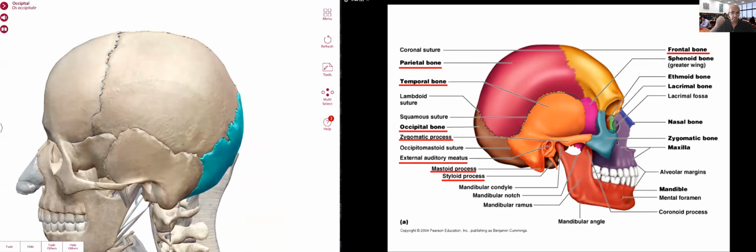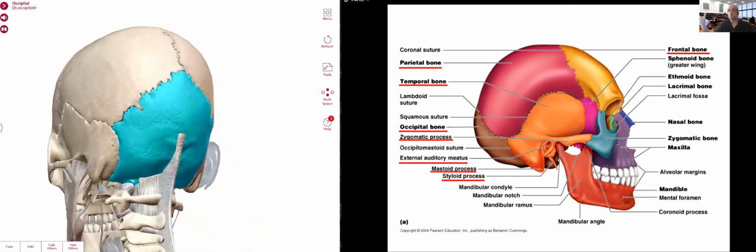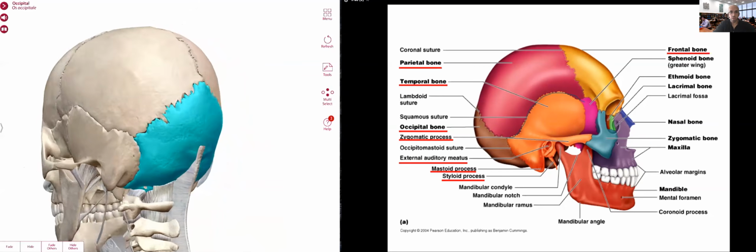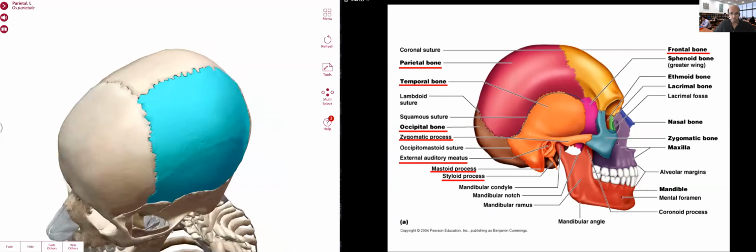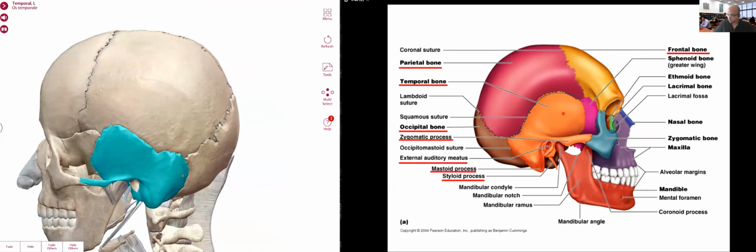The one in the posterior aspect of the head, the posterior aspect of the skull, is formed by what bone? The occipital bone. And on both sides on here, on the slide, this is my parietal bone. Underneath it, the time bone, this is my temporal bone.